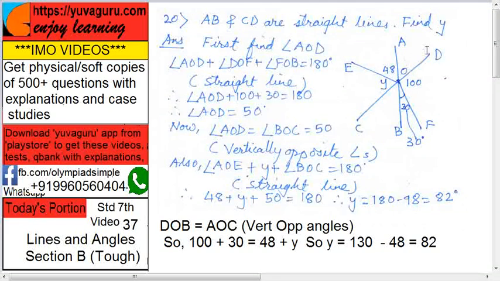Now CD is a straight line. So it's again 180. This Y plus 48 plus this angle 50 is again 180. So 48 plus Y plus 50 equals 180. So Y becomes what? 180 minus this, that is 98. 180 minus 98, that is 82. Either of these two methods can be used.